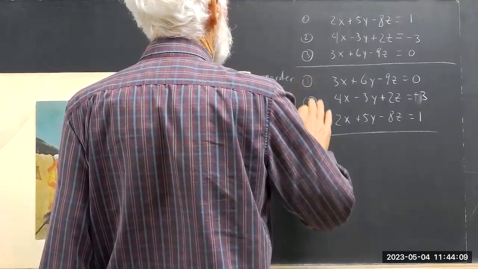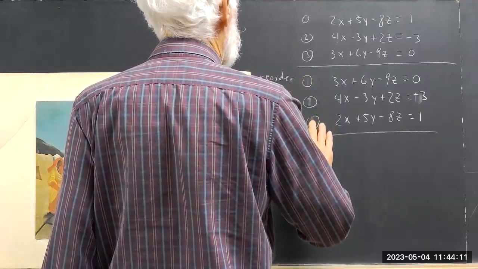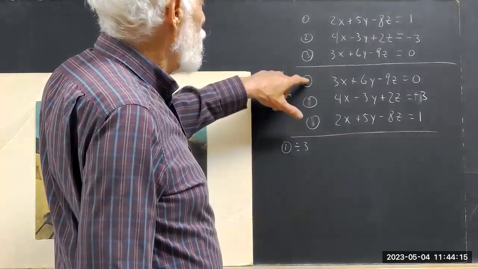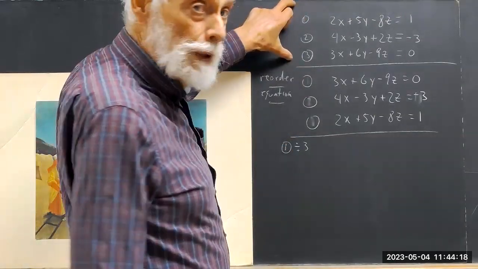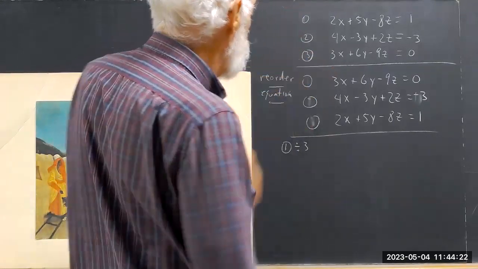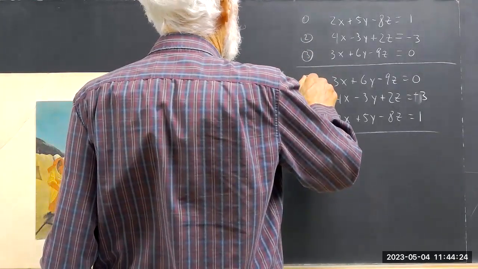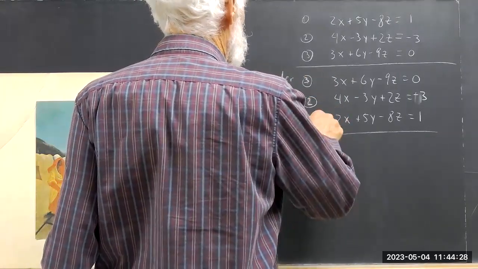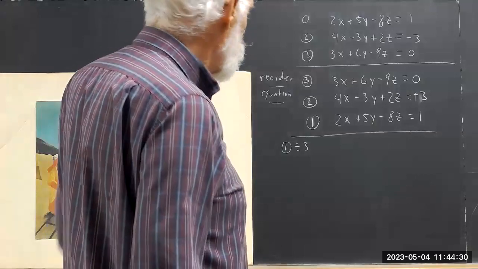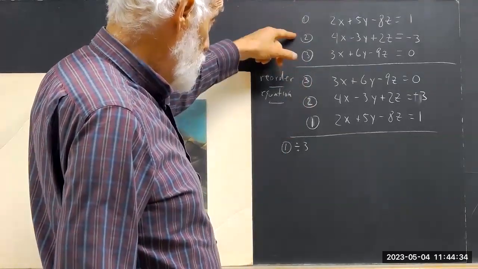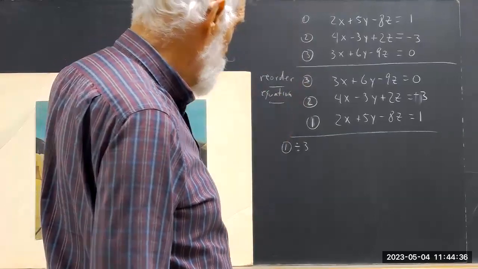I'll change what I number these, just to be consistent. Remember, the number I put here is always the number of the equation I have in the previous step. So this was equation 3, this was always equation 2, and this was equation 1. So this is equation 3, and here this is equation 2.